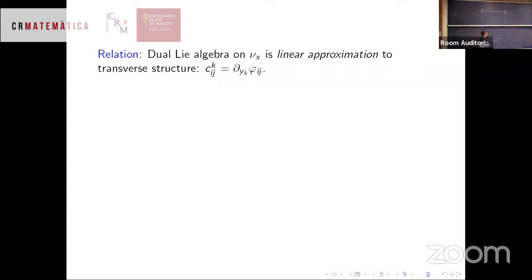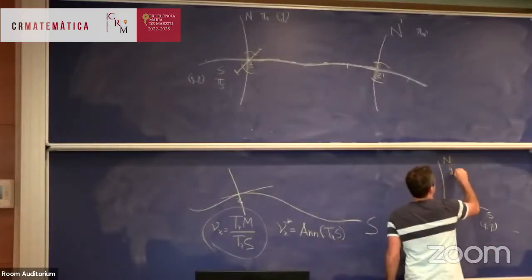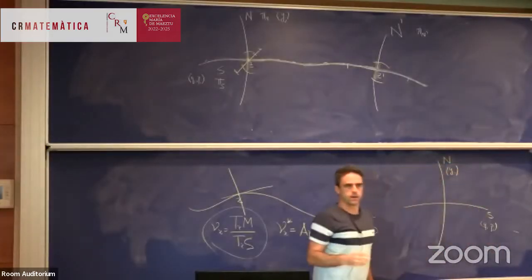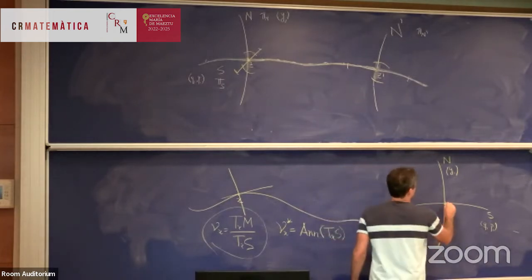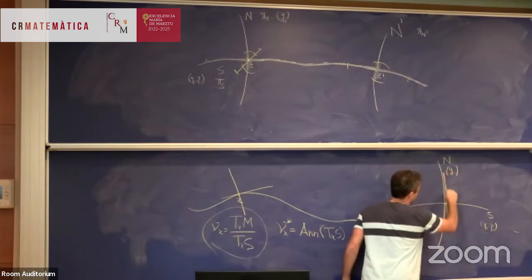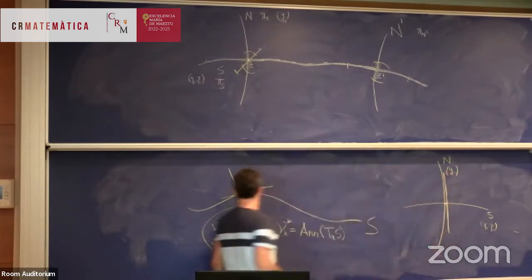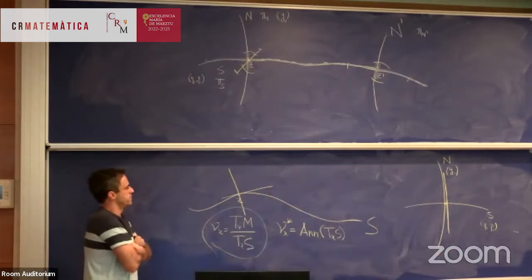So if you think about a local splitting, where this has coordinates q_i and p_i, and this has the coordinates y, what you would be saying is that you have a Lie algebra structure, right? And this in there.